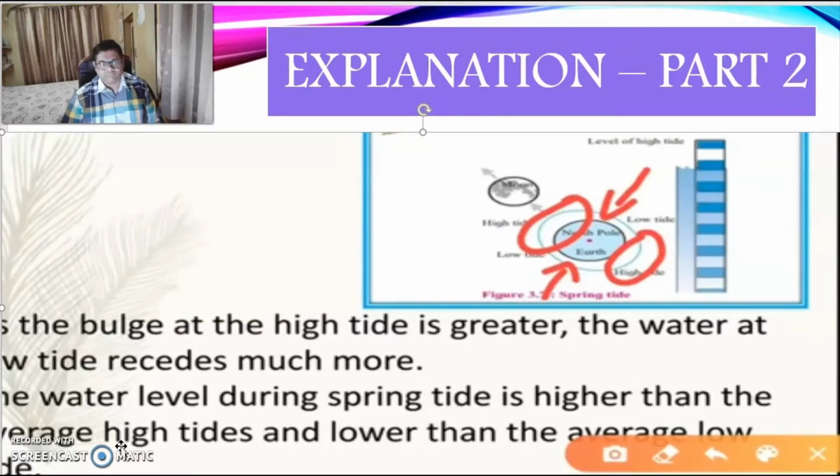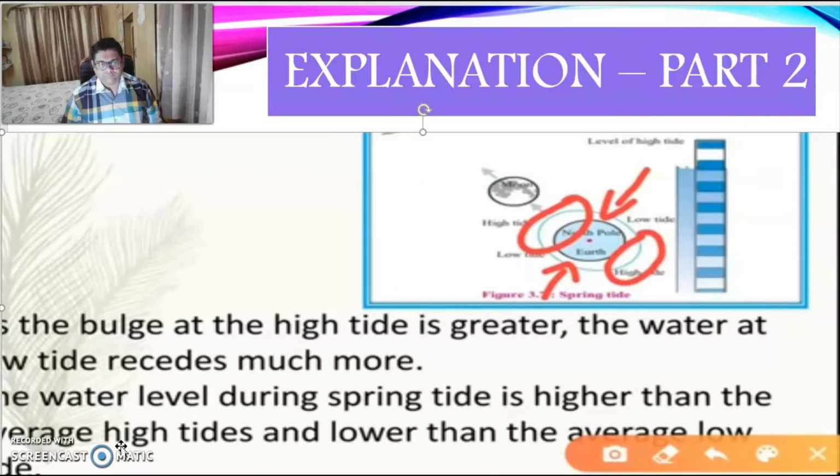Are you getting me? I'll repeat once again. Spring tides occur on the full moon day and new moon day. On these days, the gravitational pull of the sun and moon act in the same direction. Yes, and as a result of this, the total pull increases. Since the total pull increases, the water level rises higher than the average high tides. So these tides are called spring tides.